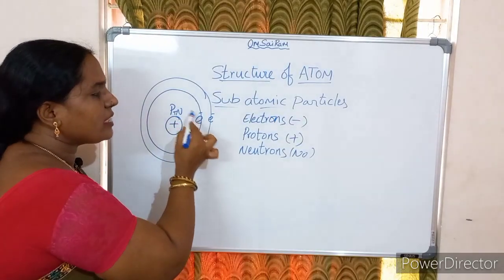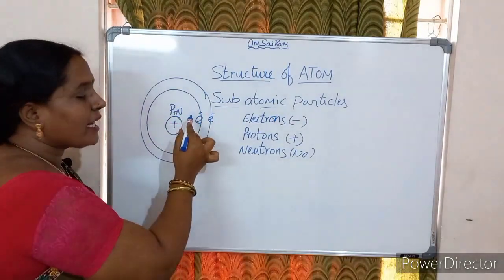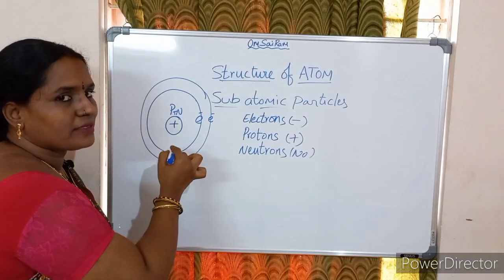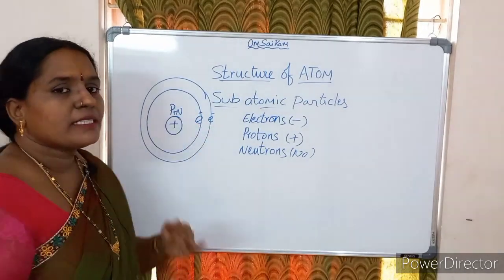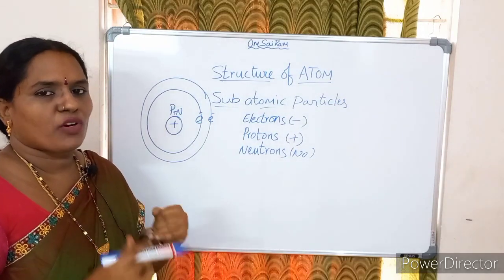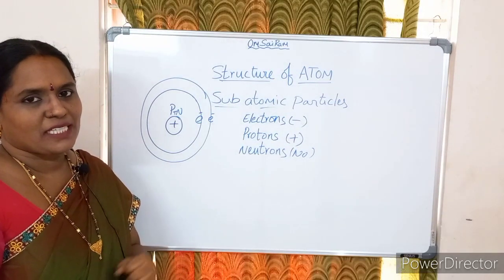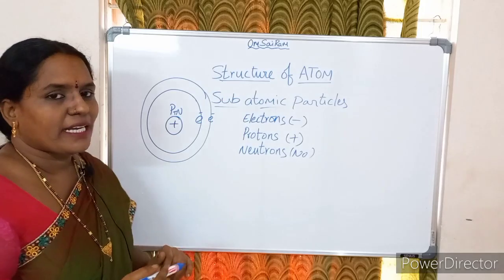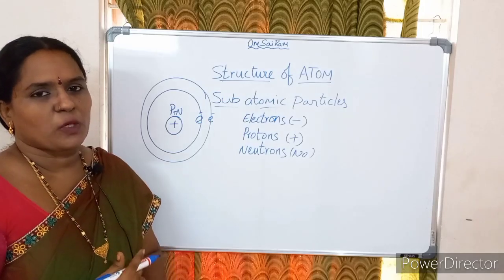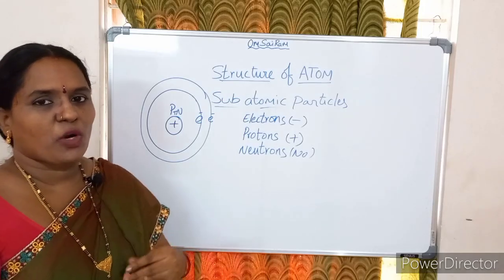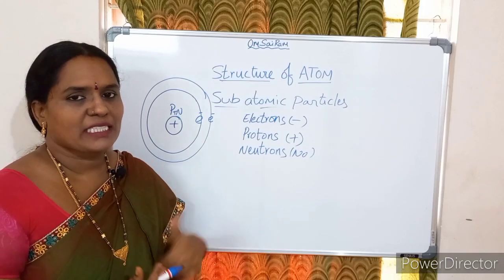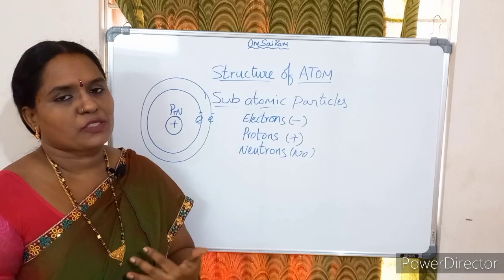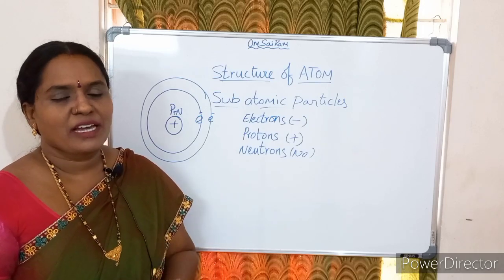The electrons revolve around the nucleus in circular orbits, the same as planets revolve around the sun. This model is called Rutherford's planetary model. He compared his atomic model to the planets of the sun. This model also failed to explain the stability of the atom.